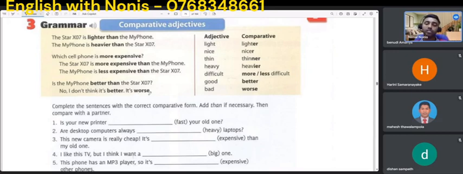It's worse. Bad කියන එකේ comparative form එක තමයි worse. Good කියන එකේ comparative form එක තමයි better. So these are the comparative forms of these adjectives, right?